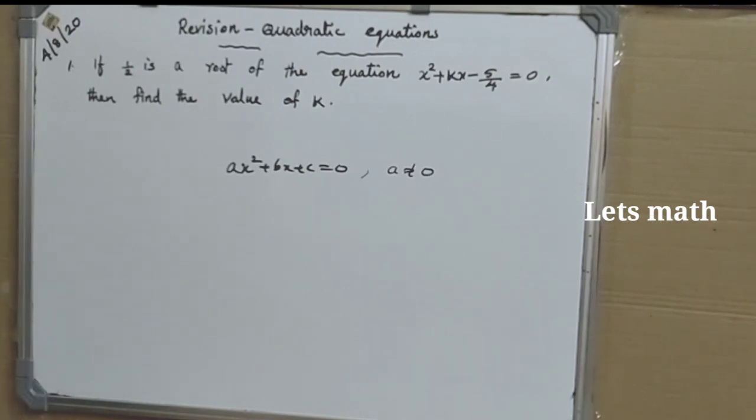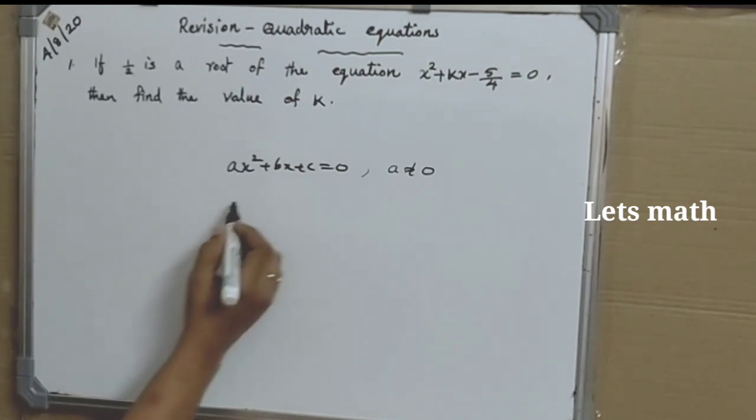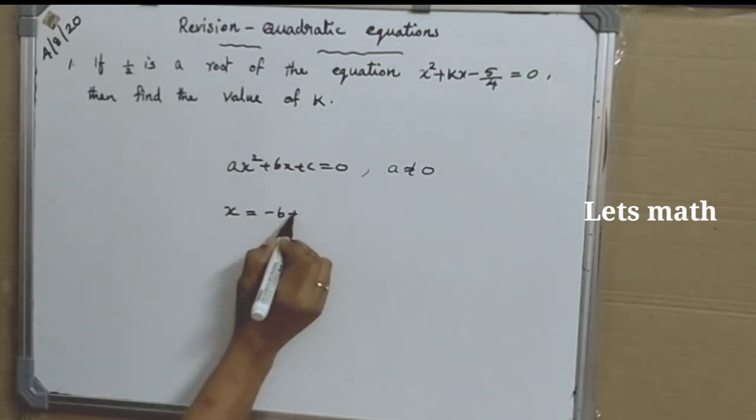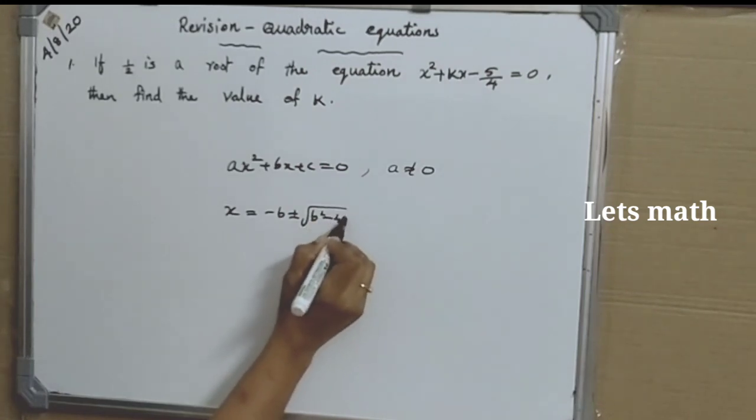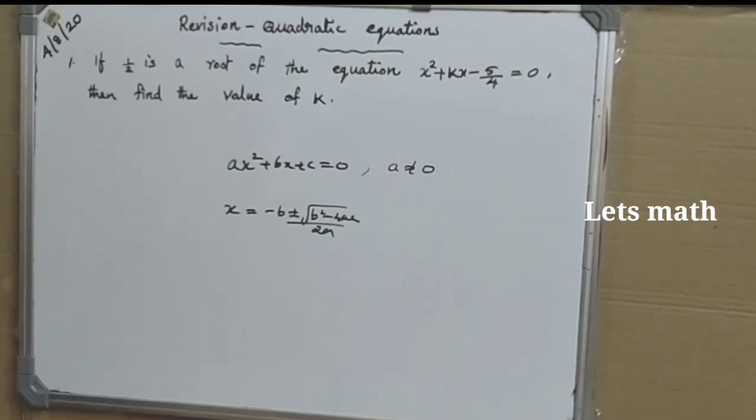And we have studied how to solve the quadratic equation in different ways. One is factorization and the other is using the quadratic formula. So what is the quadratic formula? Quadratic formula is x equal to minus b plus or minus root b square minus 4ac by 2a. Here b square minus 4ac is known as the discriminant of the quadratic equation.